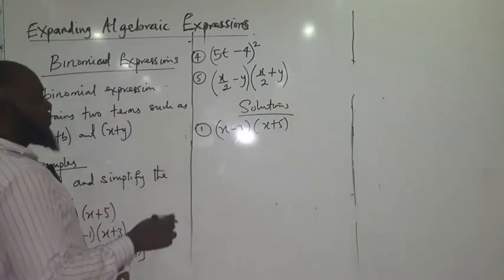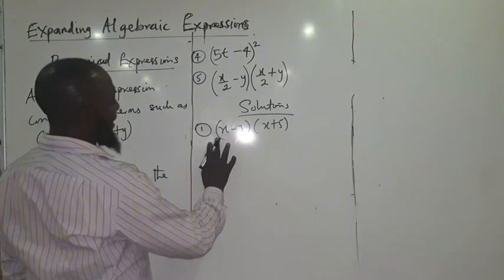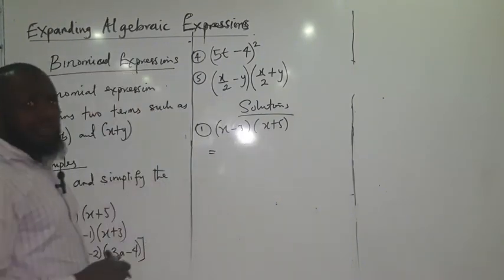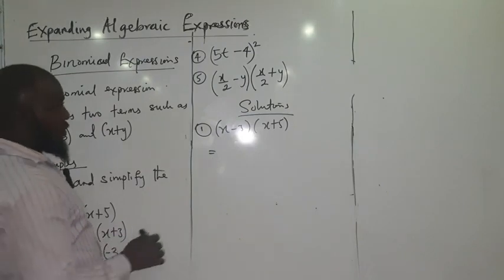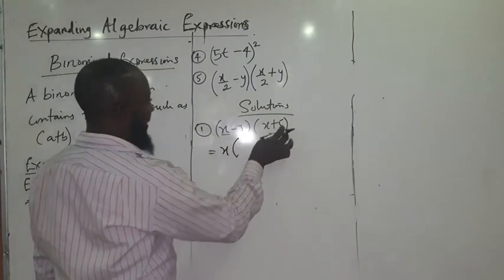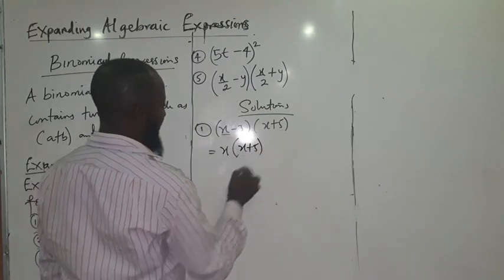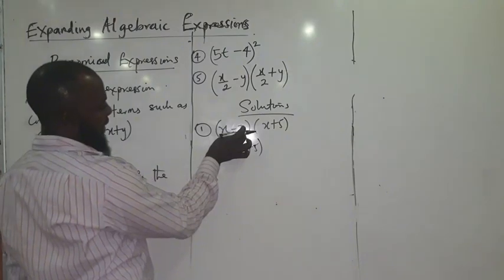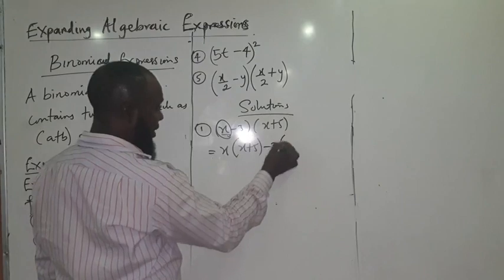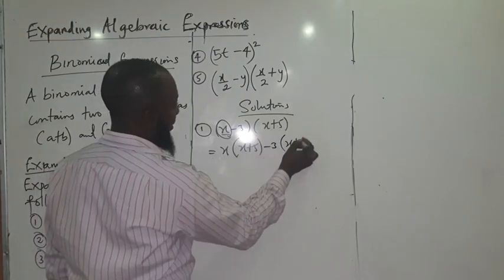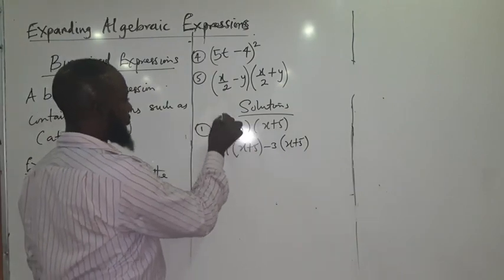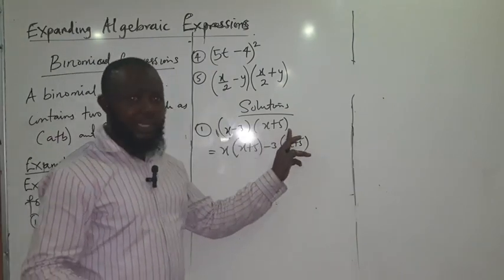That means that you are going to use the terms in this bracket to multiply the terms in the other bracket. So what do I mean by that? We pick a term here to multiply everything. That means x multiplied by everything here, which is x plus 5. Then we pick the next term. It remains minus 3. Minus 3 multiplied by the same thing here. I hope this is very clear. So we are using the terms here to open these brackets here.